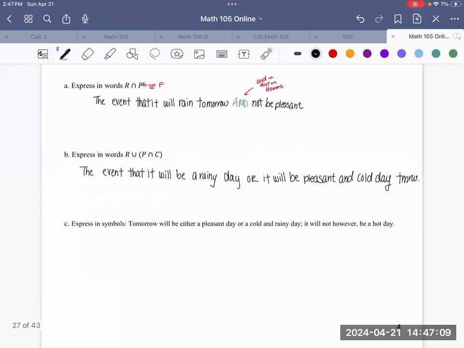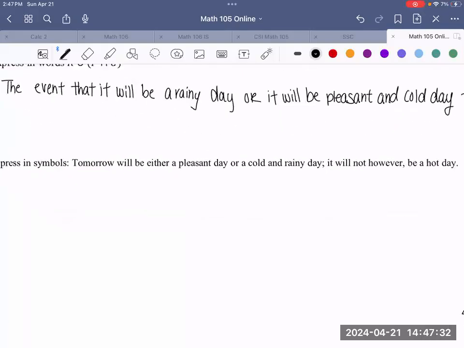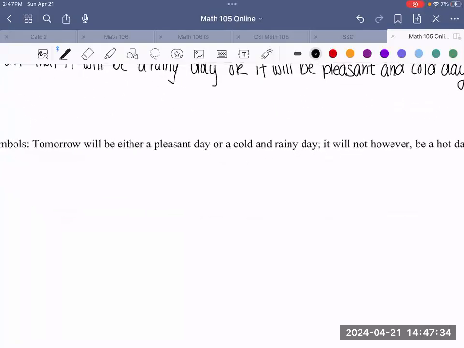Now let's do the opposite. So express in symbols. Tomorrow will either be a pleasant day or a cold and rainy day. It will, however, not be a hot day. All right, so pause the video, just see what you come up with.